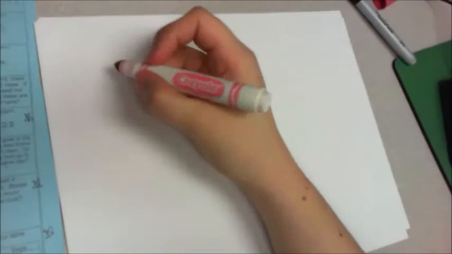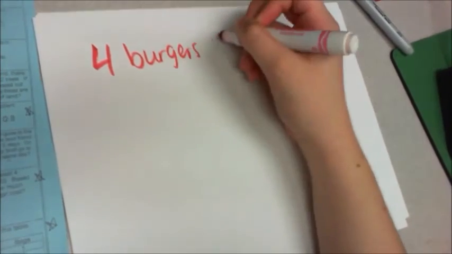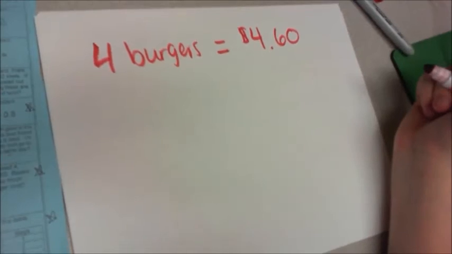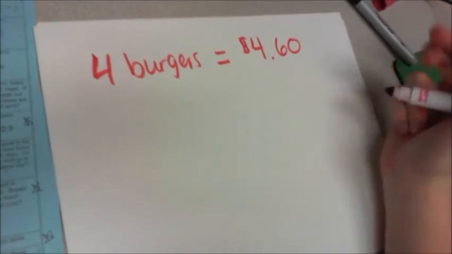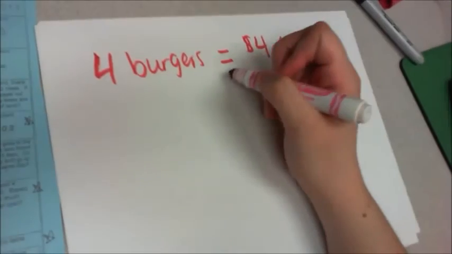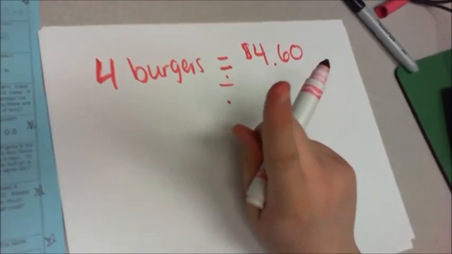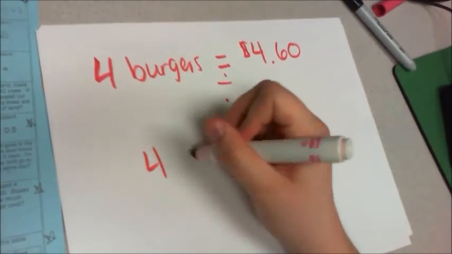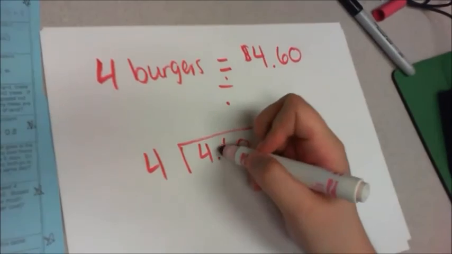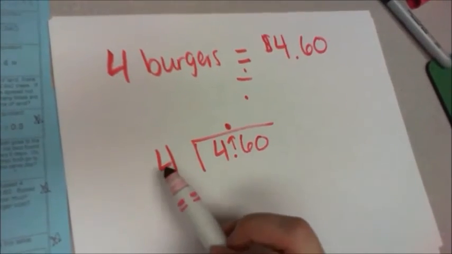All right. Anthony purchased 4 burgers for $4.60. Based on this rate, how much does each burger cost? Well, when we have a rate, we know we need to divide. So if we divide this, we can find out how much one burger costs. So let's do that. Remember to bring your decimal up on the top as well.